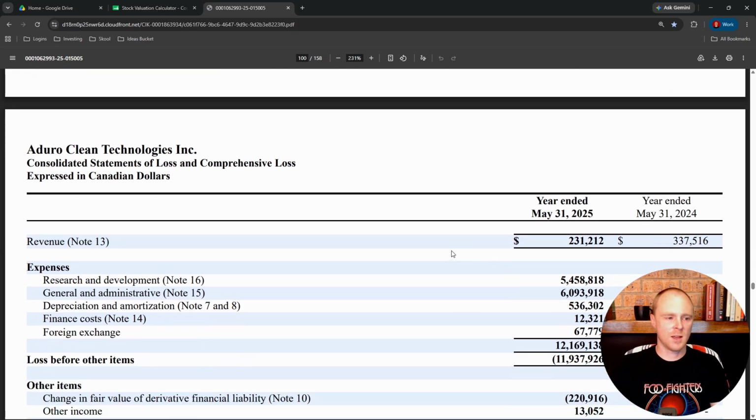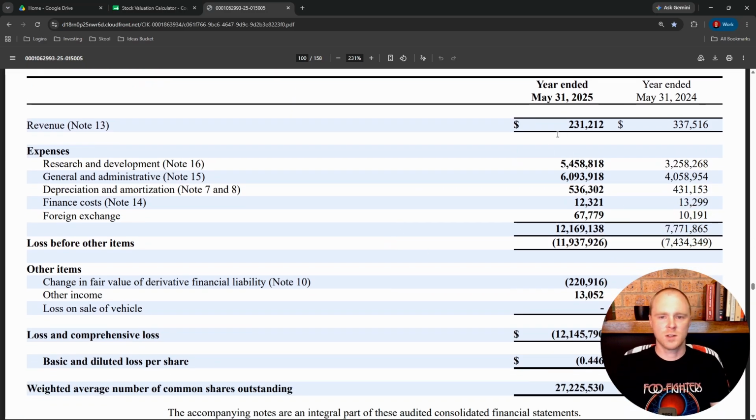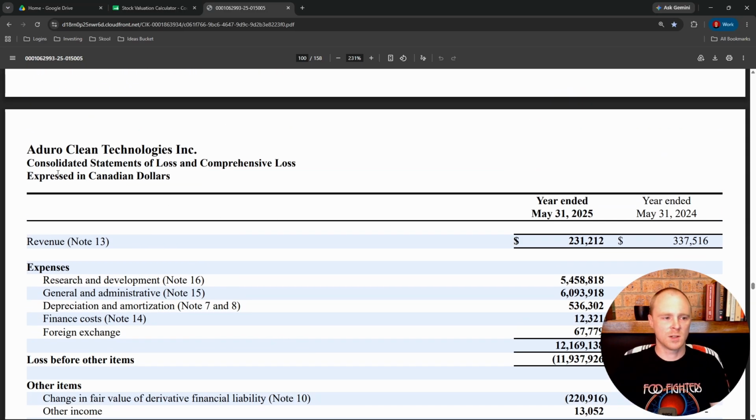And let's have a look at the income statement. So this business, what are we talking in? It's expressed in Canadian dollars, so it's not in thousands or millions. What that means is in 2024, this business made $337,000, and in 2025, it made $231,000. So not much at all.